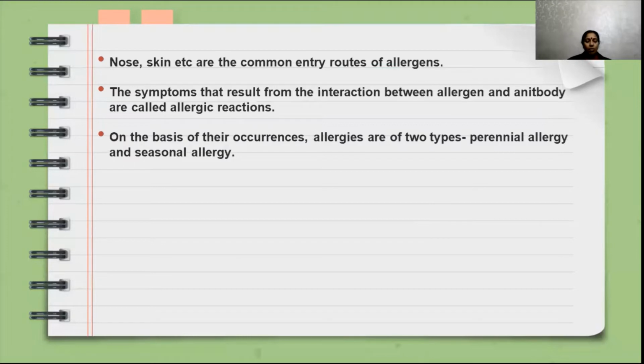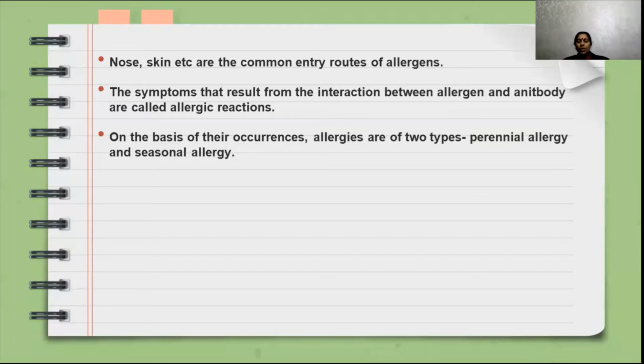Next, we are going to discuss the entry routes of allergens: nose, skin, digestive tract, and circulatory system. These are the common entry routes through which allergens enter our body. On the basis of their occurrence, allergies are of two types. What are the two types of allergies? Perennial allergy and seasonal allergy.